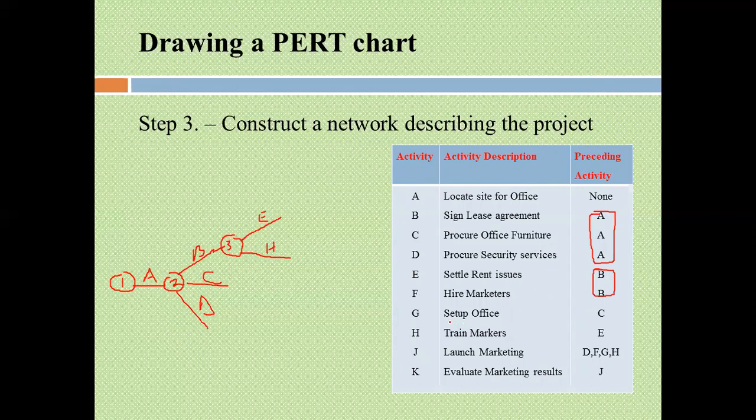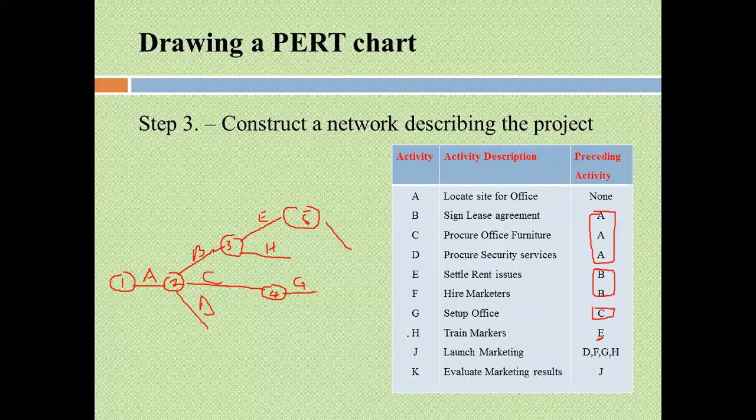Now you proceed. G begins after C has terminated. So once C has terminated, you bring number 4 there, and then G starts from that point. Now H starts after E. So after E here, this is number 5, and there I begin my H. So this is F, and this is H, which begins there.